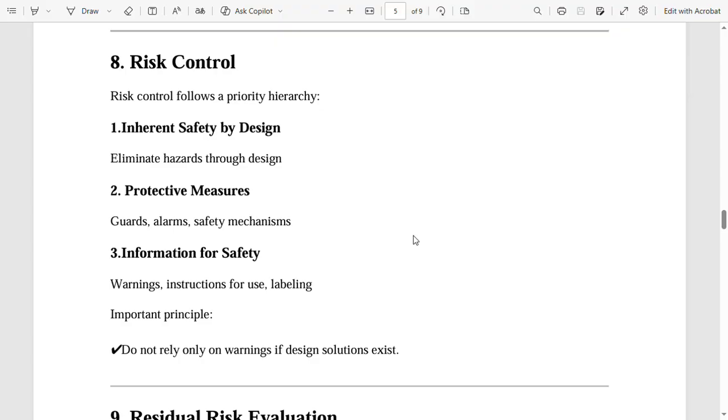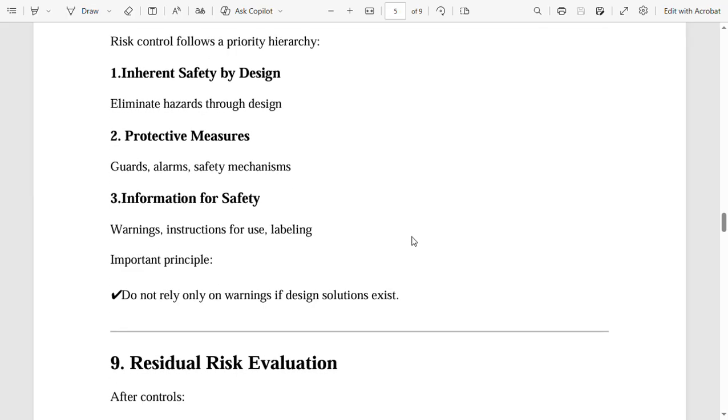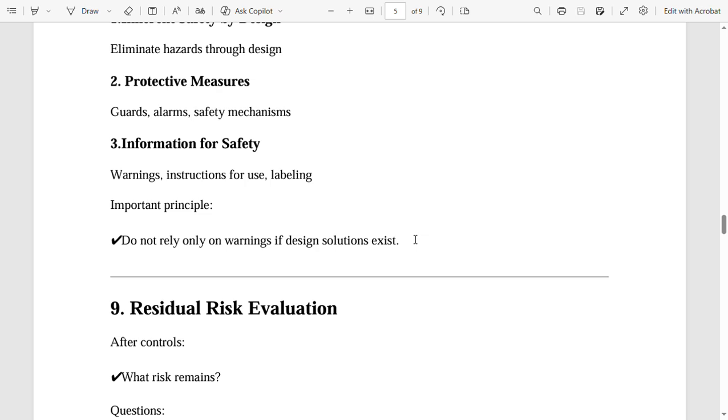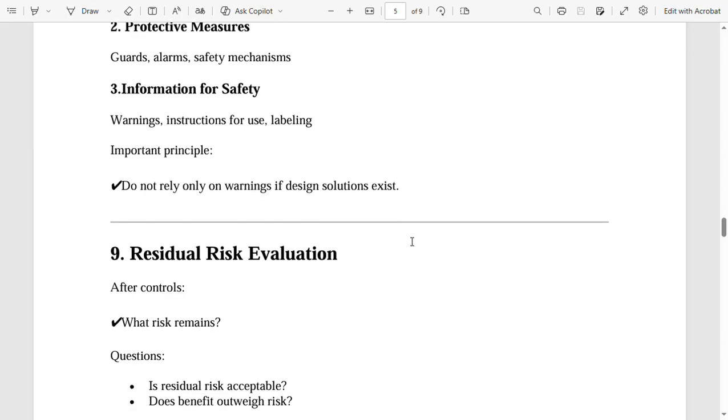Eighth, risk control. Risk control follows a priority hierarchy. First, inherent safety by design. Eliminate hazards through design. Second, protective measures: guards, alarms, safety mechanisms. Third, information for safety: warnings, instructions for use, labeling. Important principle: do not rely only on warnings if design solutions exist.